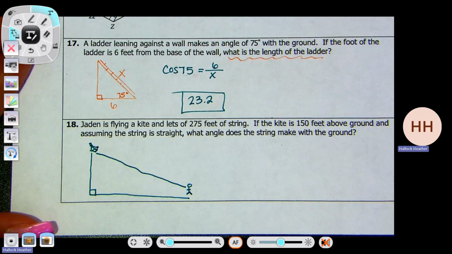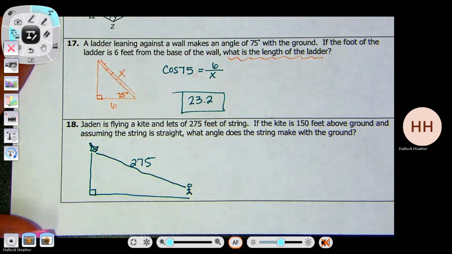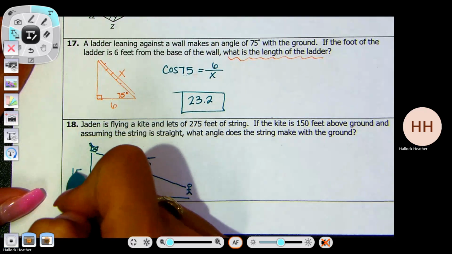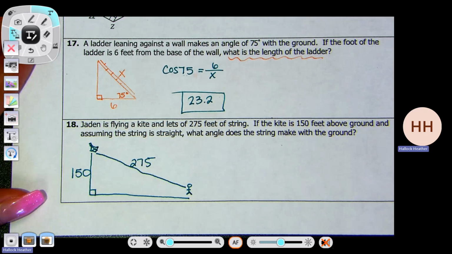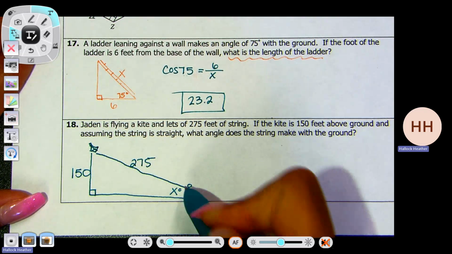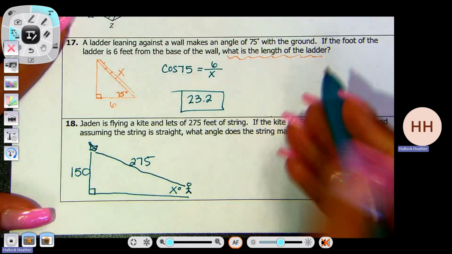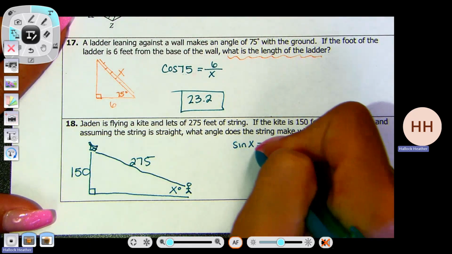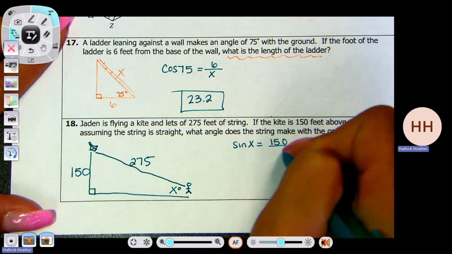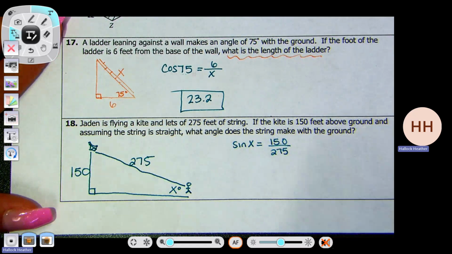So where's 275 go? Hypotenuse, because that's the string. Where's 150 go? The height, the side. And where is my x going? On the inside at the bottom, because you're trying to find x degrees. You want to find the angle. So this is a new problem using inverses. This has opposite over hypotenuse, so it should be sine of x equals 150 over 275. Then in your calculator, you press the inverse button for sine.